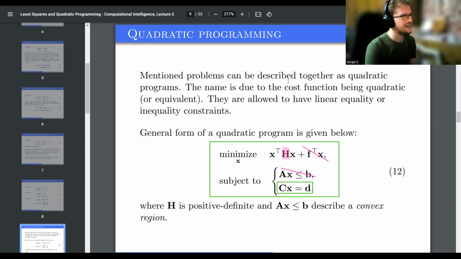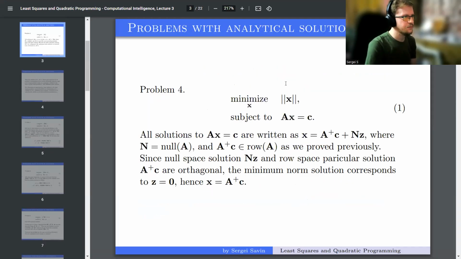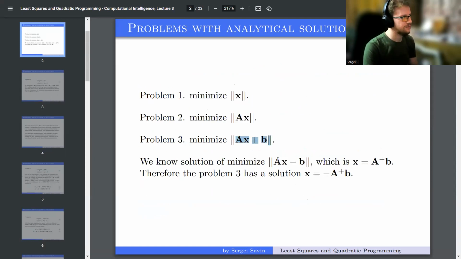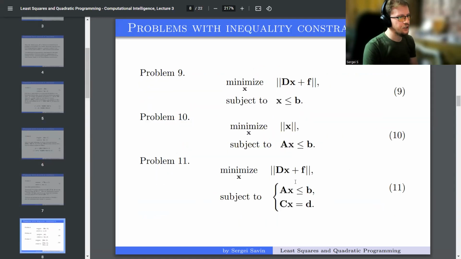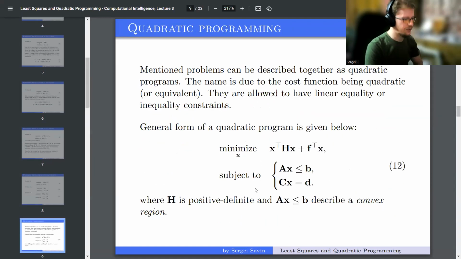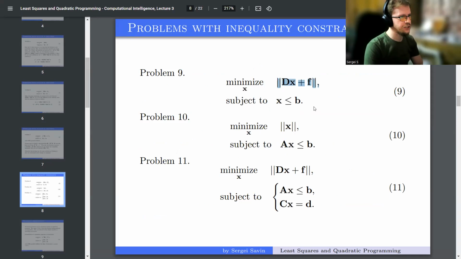Okay. Let me show you. Here, we show that this has the same solution as this. Yeah. Okay. So QP is very versatile. All of those are QPs. This is a QP. This is a QP. This is a QP. Why?